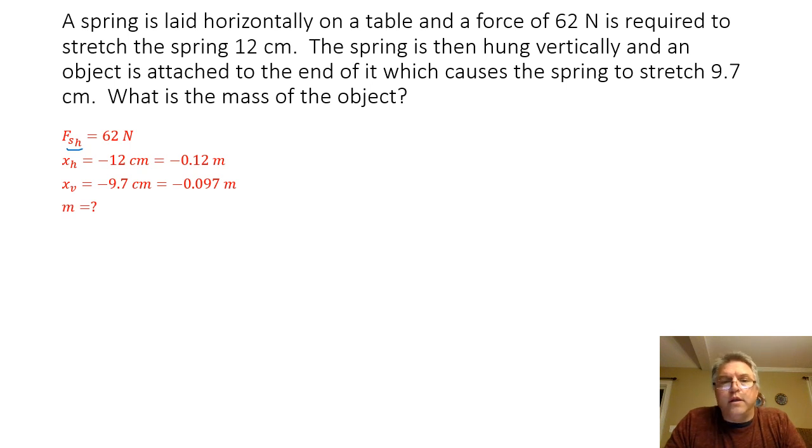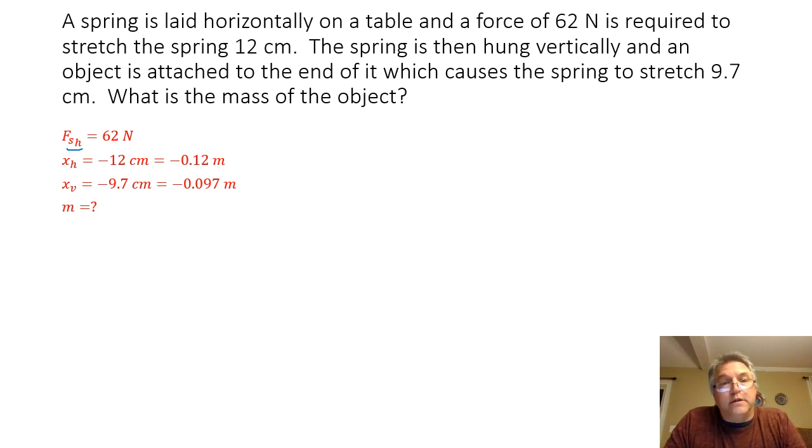Now I know when the object is attached to the spring, when it is hung vertically, that the force acting on the spring is going to be equal to the weight of the object. And the weight of the object is equal to the mass times gravitational acceleration. So that's good. I know where I can get the mass from.